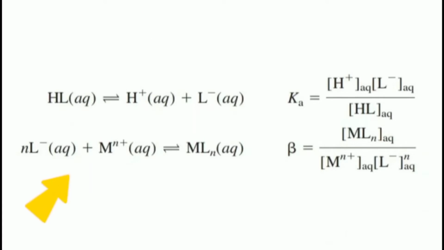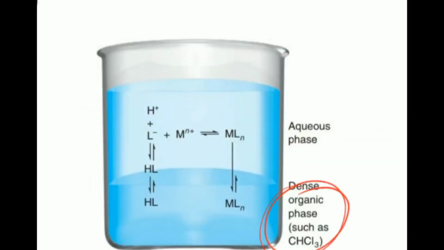So we have here a protonated ligand in an aqueous phase losing a proton to become L negative. And then some number of L negative will react with our metal ion here, M n positive, to form our metal ligand complex. The acid dissociation constant of the ligand is here, and the beta here is the formation constant of our metal ligand complex.